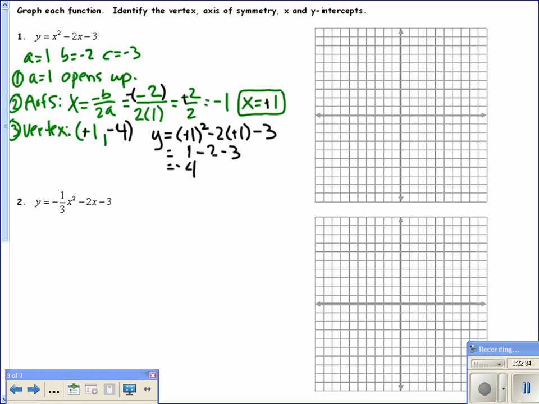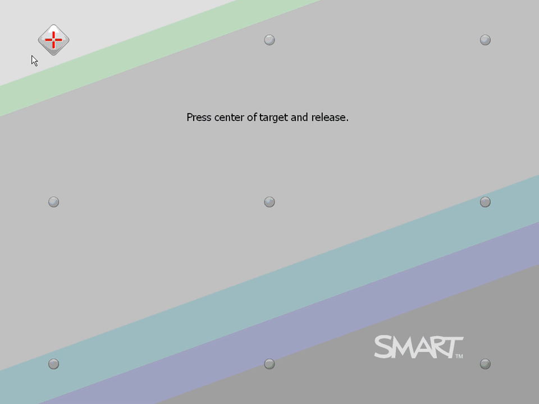So I'm going to go ahead and start to plot this. I have right 1, down 1, 2, 3, 4, which is right here. So that's my vertex.